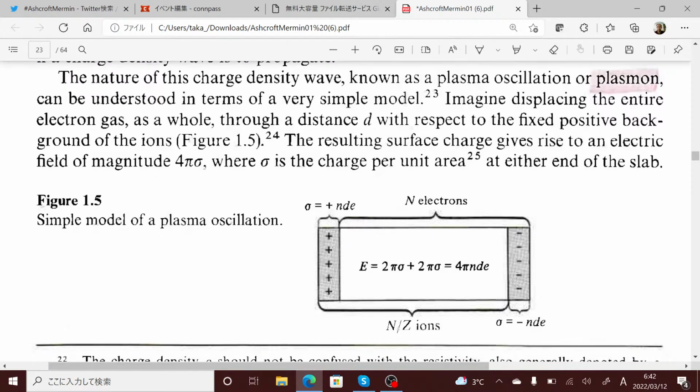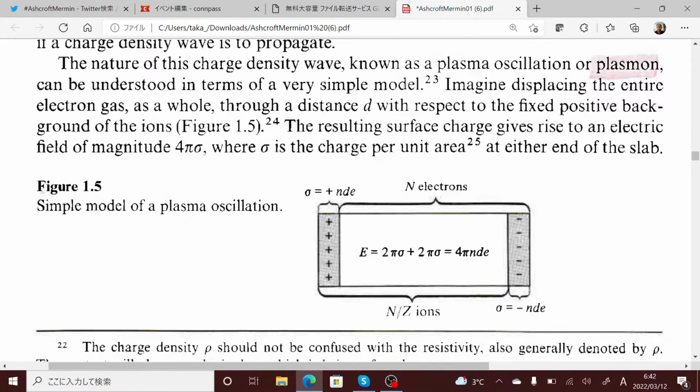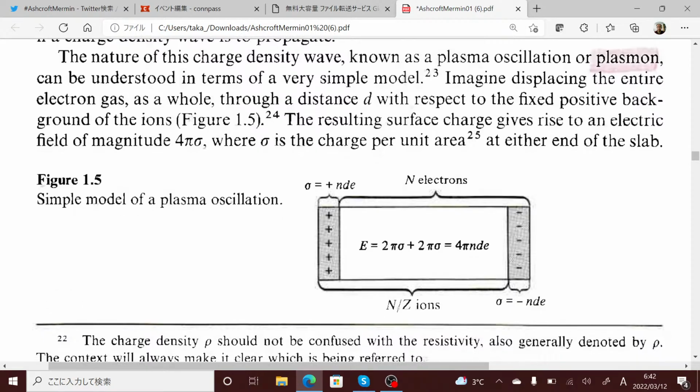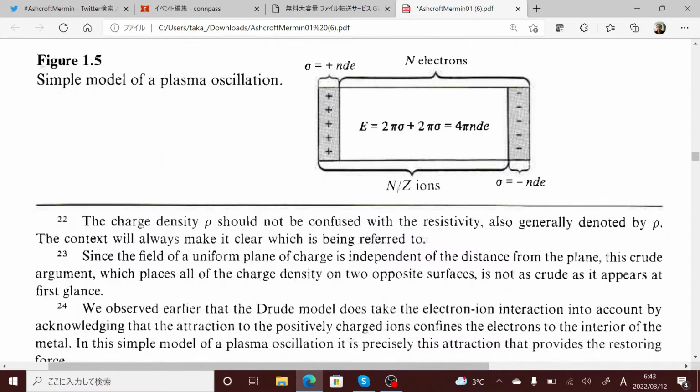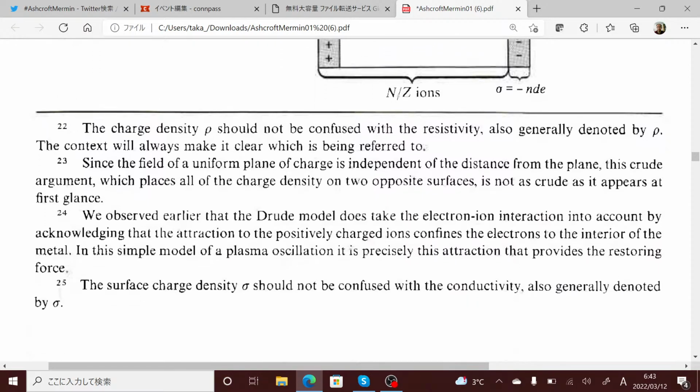At either end of the slab. Simple model of plasma oscillation. N electrons, N divided by Z ions. E is 4 pi n d e. Sigma equals plus n d e on the right-hand side. Sigma equals minus n d e.